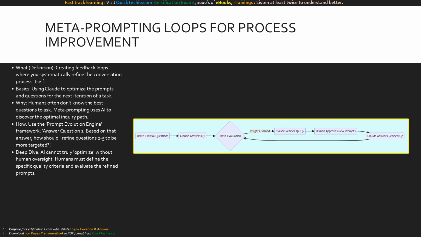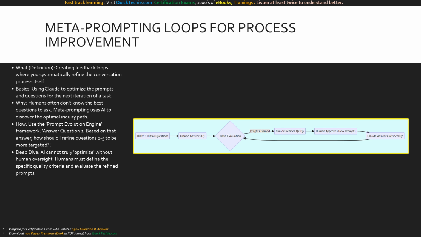Sometimes, you don't actually know the best questions to ask to solve a complex problem. You start by asking Claude, what are the 5 most important questions I should be asking about this? Answer question number 1. Then, based on that answer, how should we refine questions 2 through 5 to be more targeted? You are recursively updating your roadmap based on real-time discoveries. The output of question 1 literally changes the input prompt for question 2.